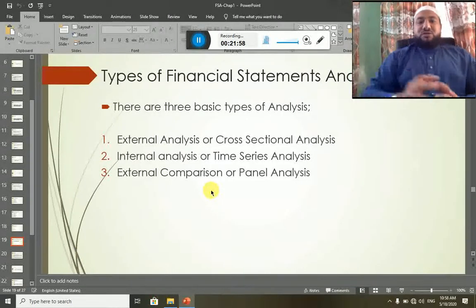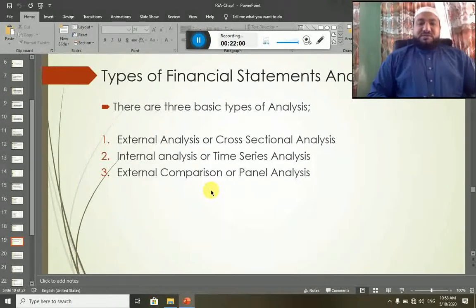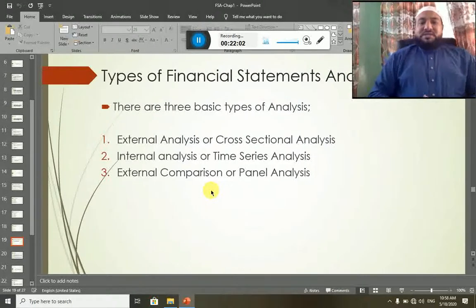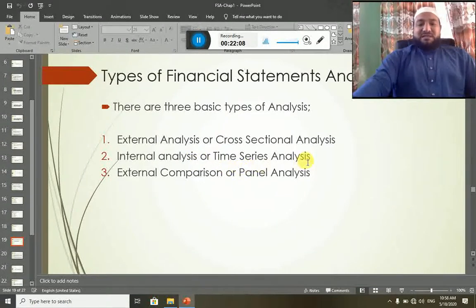Analysis. So there are 3 basic types of financial statements analysis. Number 1 is called external analysis or cross-sectional analysis. Number 2 is called internal analysis or time series analysis. Number 3 is called external comparison or panel analysis, right?